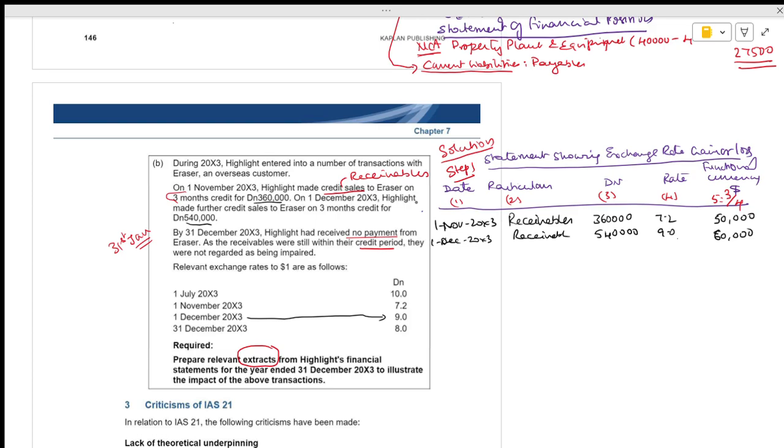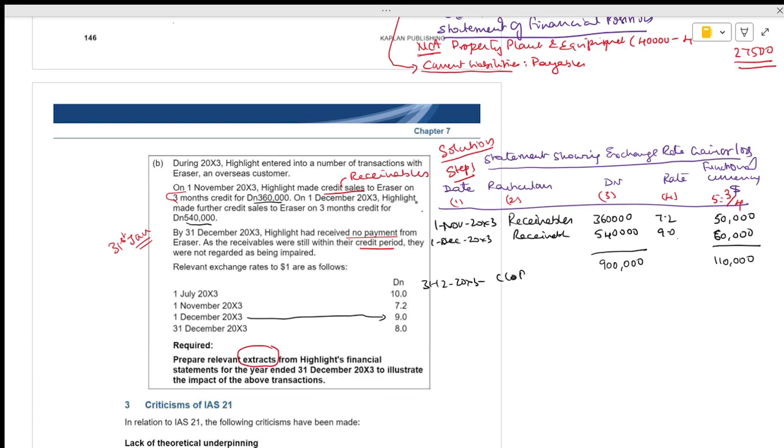Okay, now that's all there is. First you can put it here. How much is there in dollars? It is 110,000. And here it is 900,000. Okay, now take the closing balance, the 31st December 2003 closing balance.